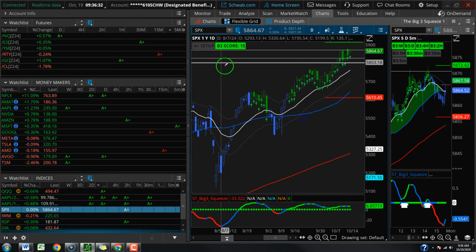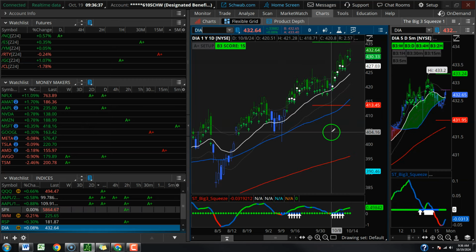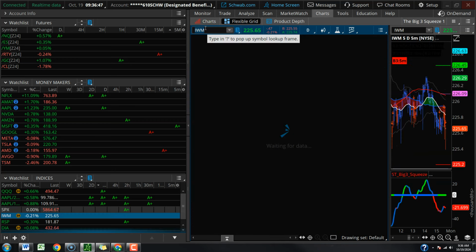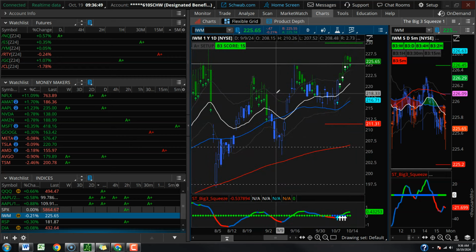And then a quick look at the Dow, quick look at the IWM. The Dowski, moving and grooving. Daily squeeze just fired. Good handful of buy signals. I don't see any issues. And then the IWM. Let's see. Daily squeeze just fired.